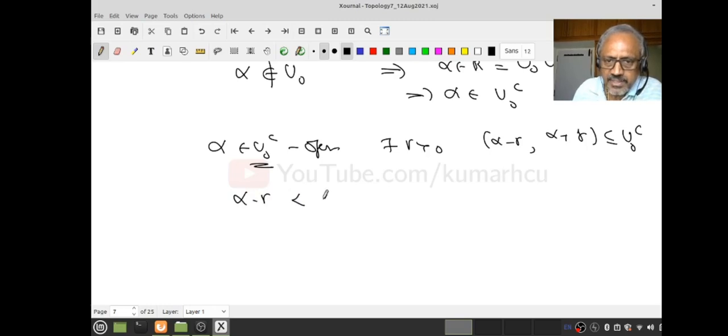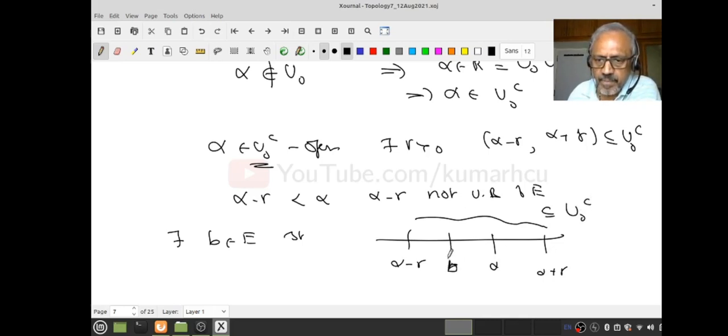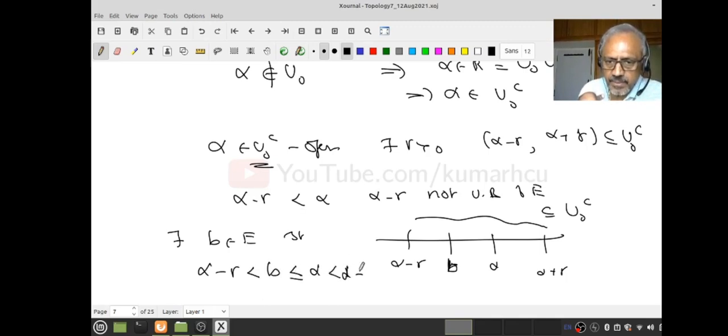Now alpha minus r is strictly less than alpha. Therefore alpha minus r is not an upper bound of what? E. Therefore there exists, let us say, a B in E, so that what happens? This is alpha minus r, this is my B, this is alpha plus r. And where do all these things lie? This is contained in u naught complement. Do you follow that? Yes. And what is the relation? So alpha minus r is strictly less than B, less than or equal to alpha, less than alpha plus r.